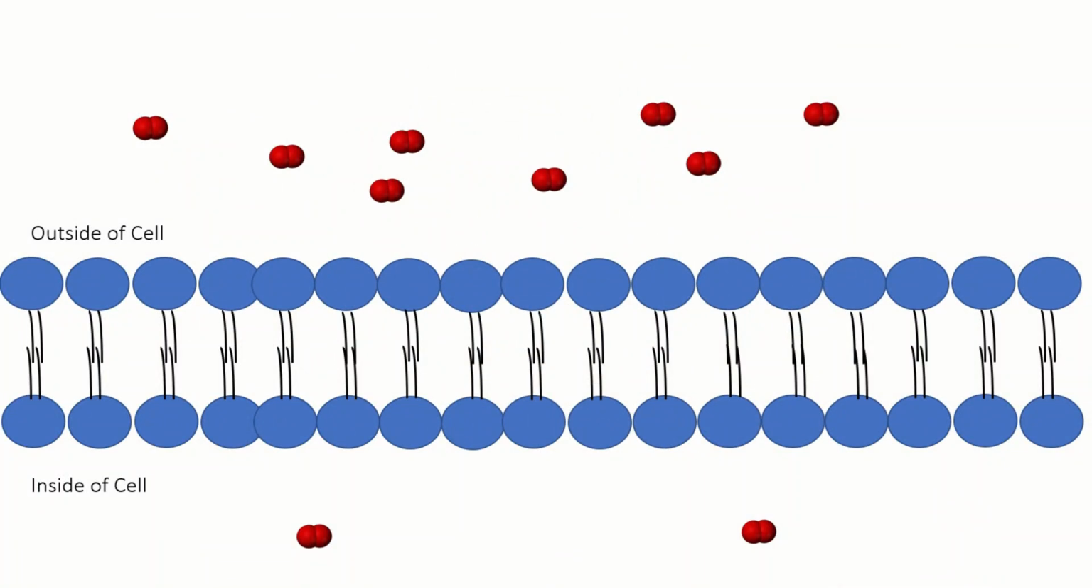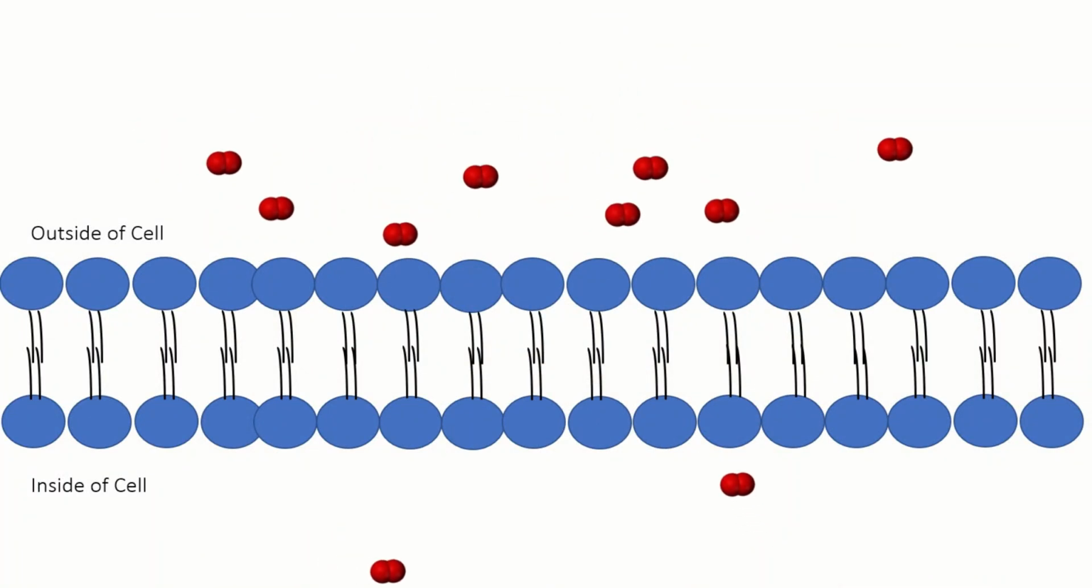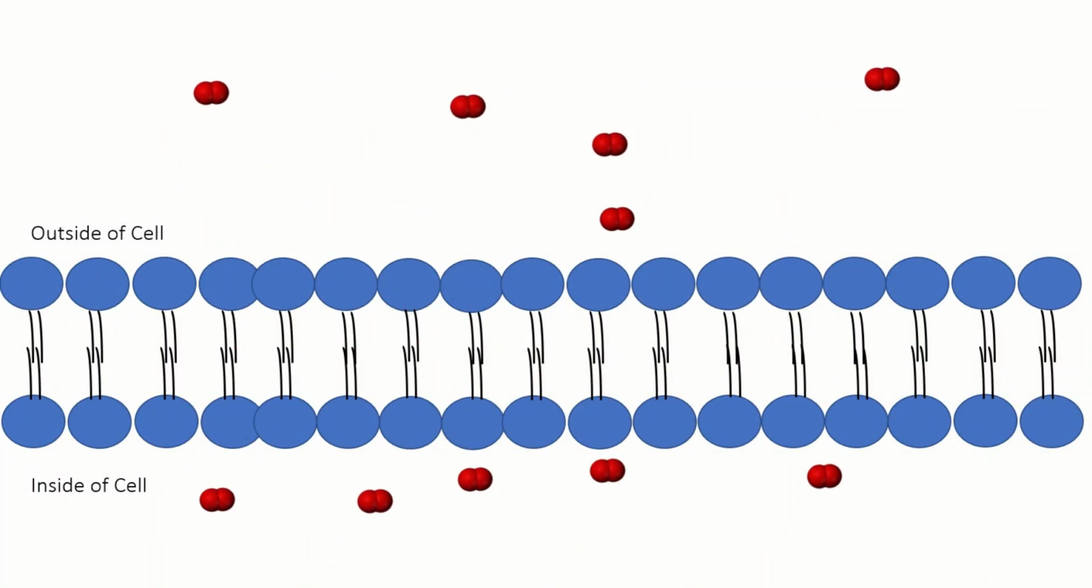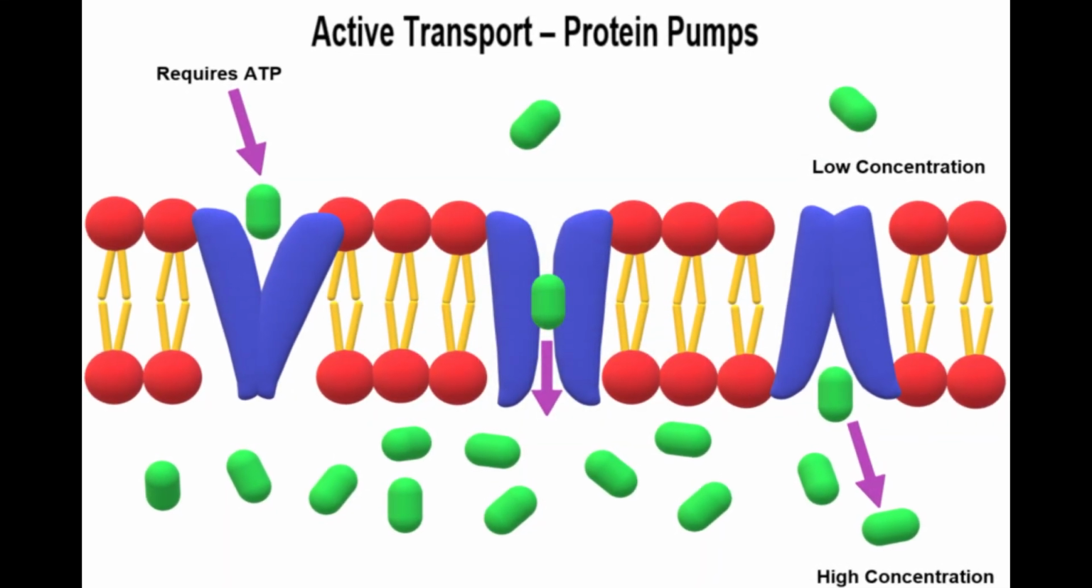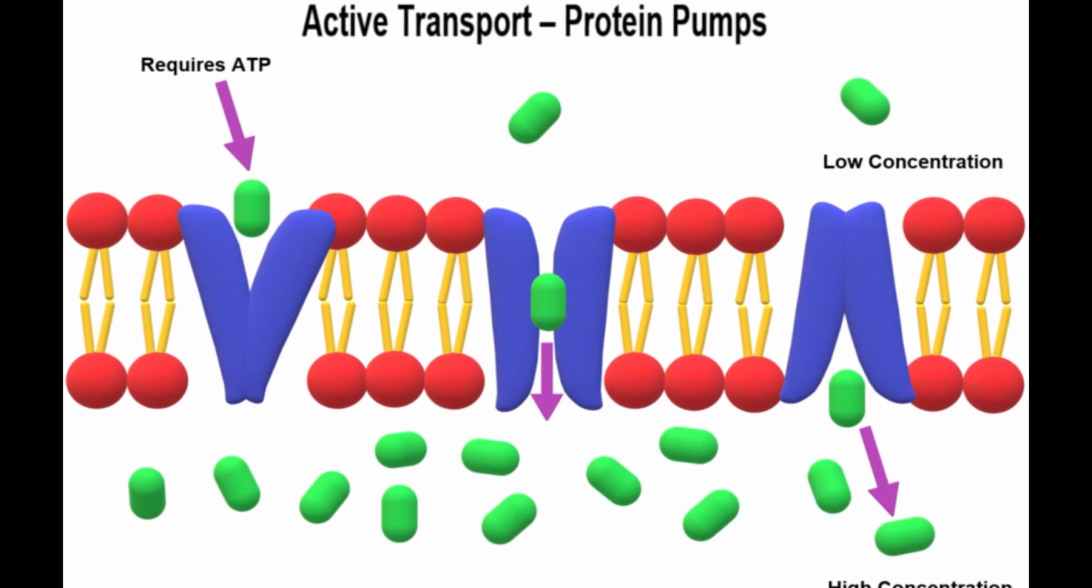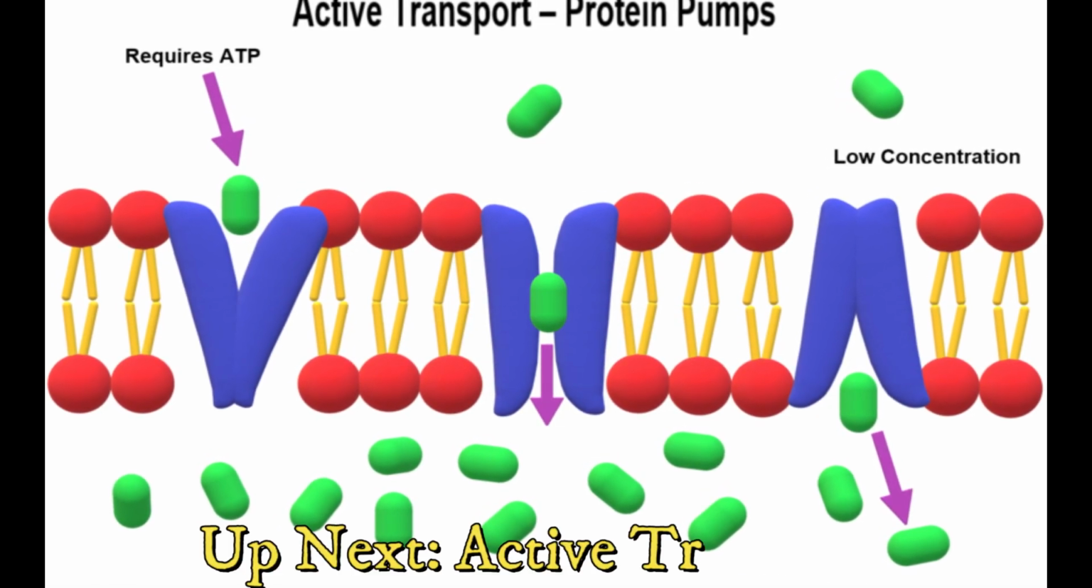Although much of the selective permeability of cells is done without using energy, sometimes molecules must be moved against the concentration gradient, or almost against the flow. For that, we have active transport, the topic of our next video.